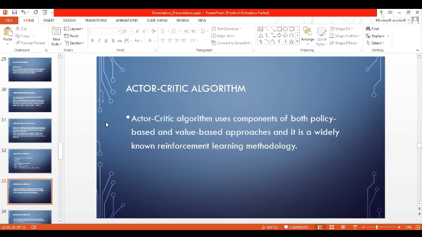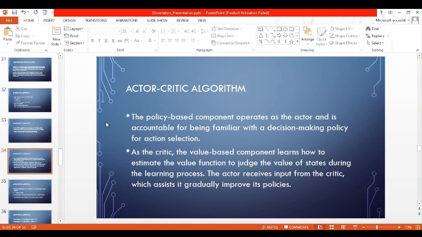Now, in the actor-critic algorithm, which, as I explained before, is a combination of the policy-based and the value-based, and of course, it's been widely used in reinforcement learning. In this aspect, the policy-based component operates as the actor and is accountable for learning the decision-making policy for action selection. Then, the critic, which behaves more like the Q learning part, is a value-based component, and it learns how to estimate the value function to judge the value of states during the learning process.